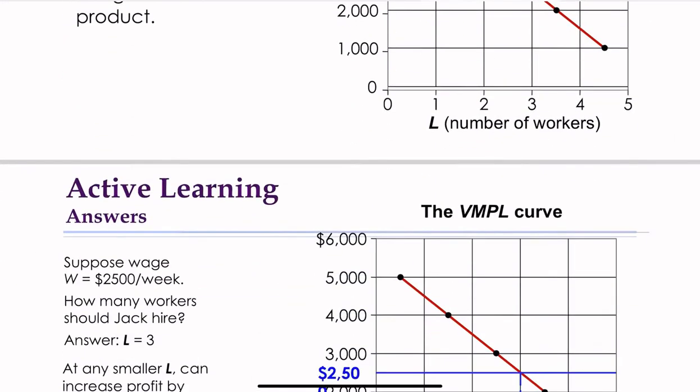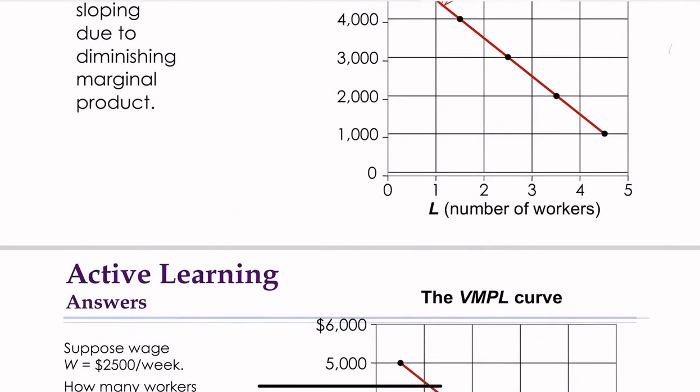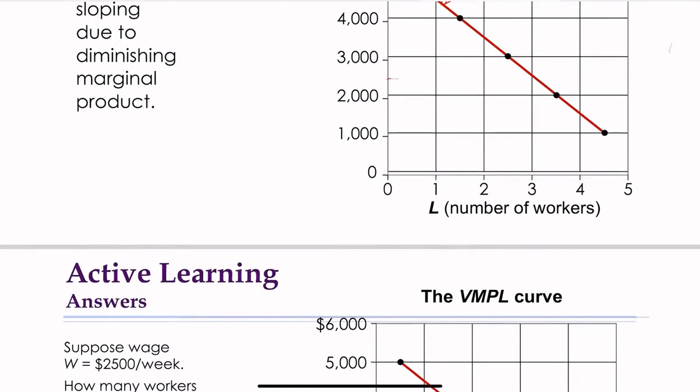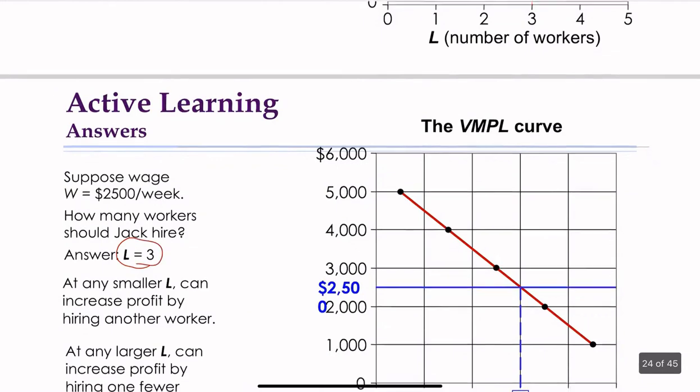And now let's see this question here. Suppose wage is 2,500 per week. How many workers should this firm hire? Oh, this is quite easy, right? Because if it's 2,500, then we would see that the number of workers should be 3. So the firm will hire 3 workers.